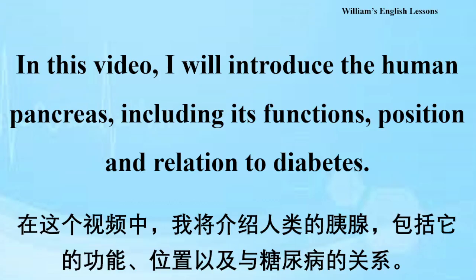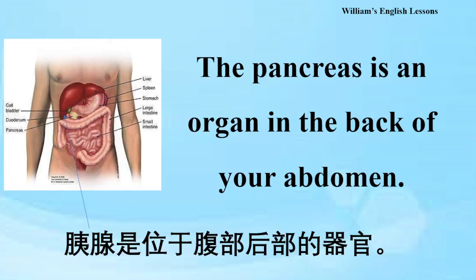In this video, I will introduce the human pancreas, including its functions, position, and relation to diabetes. The pancreas is an organ in the back of your abdomen. This is a picture of the human abdomen. The pancreas is the yellow organ in the middle.